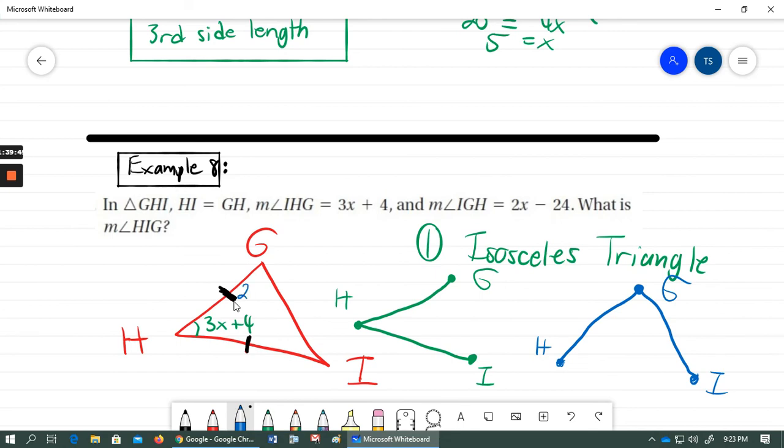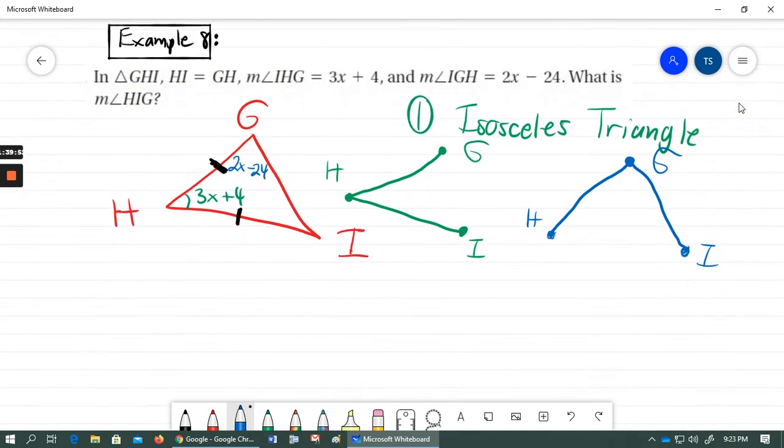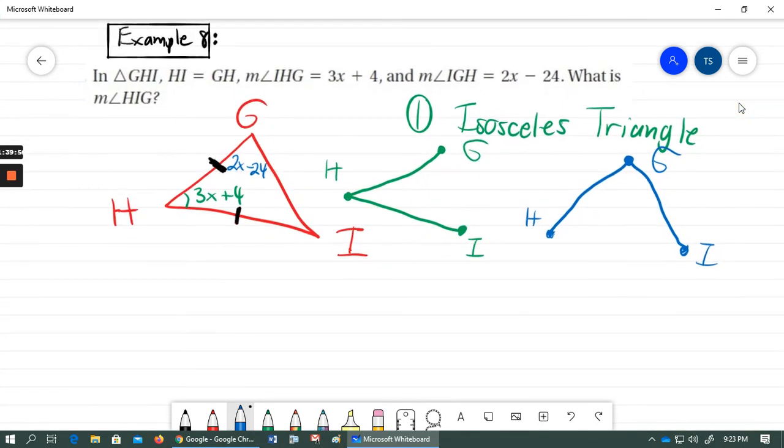Guys, I'm gonna work this one out. I don't see why not. We're gonna work it out. And they say, what is the measure of angle HIG? So they want you to find the measure of this angle here that's missing. What's the measure of angle HIG?